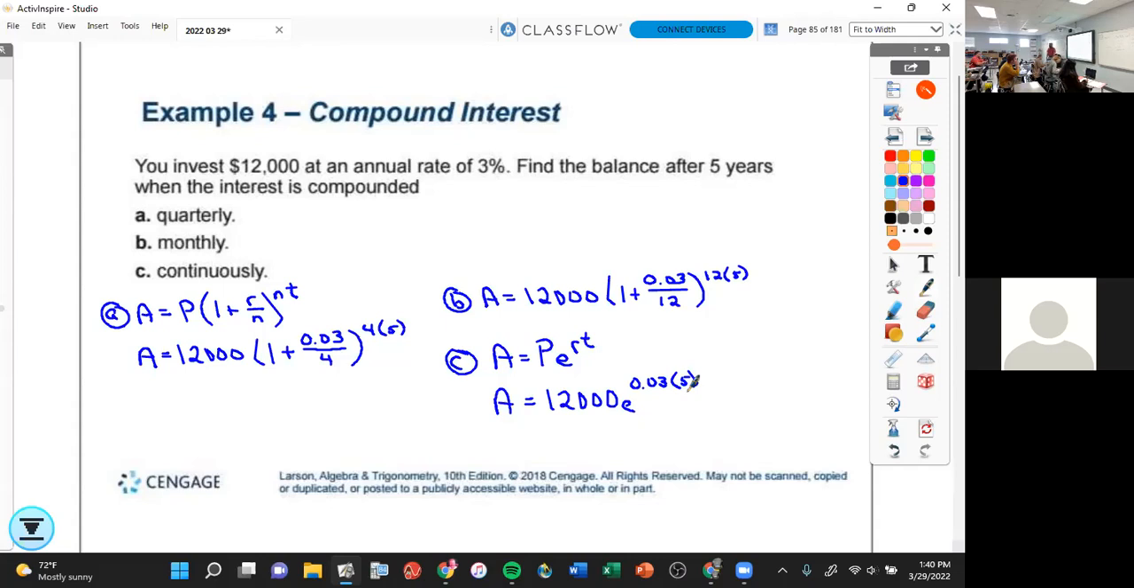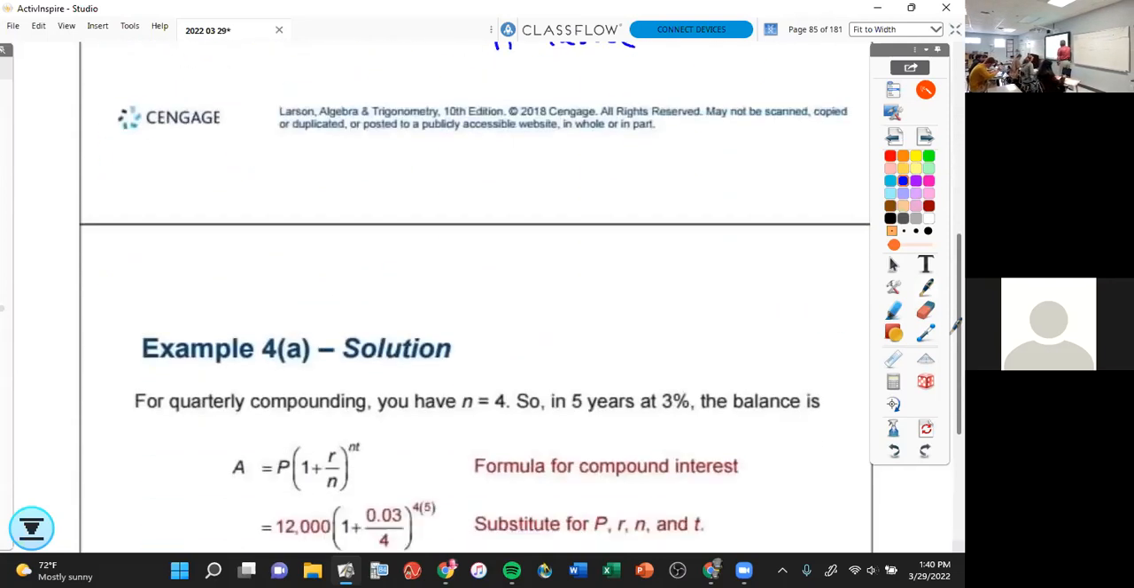Which of these 3 are going to give you the most money? Continuously. You're going to make a lot more? No. You're not going to. Okay. So there's the equations. So I'll go ahead and move along. Letter A.